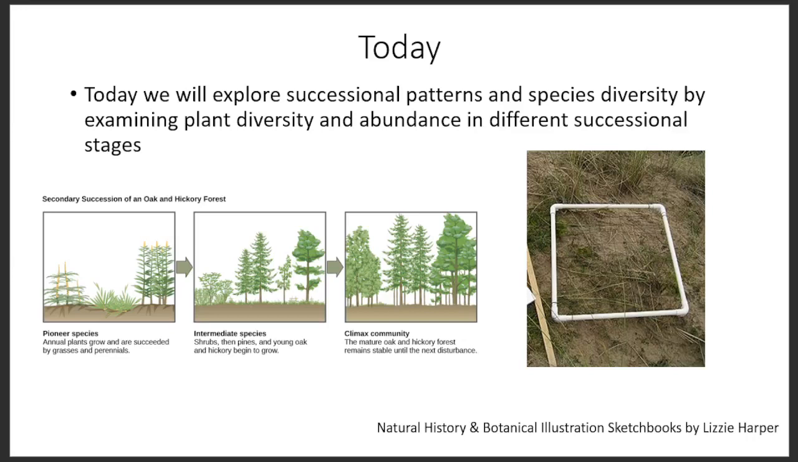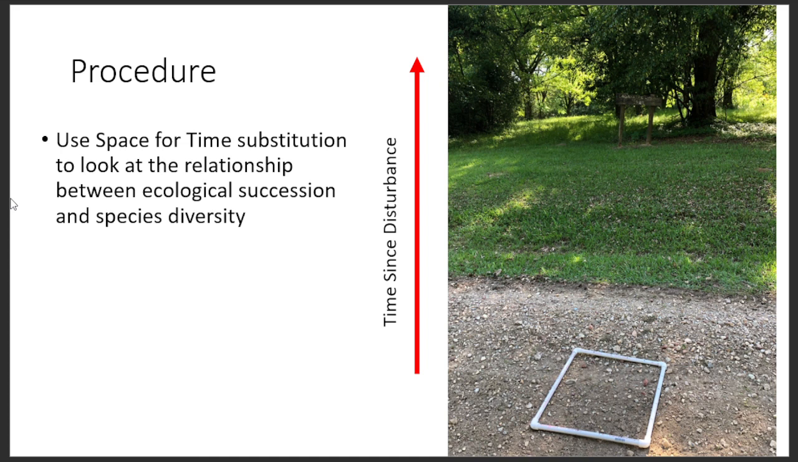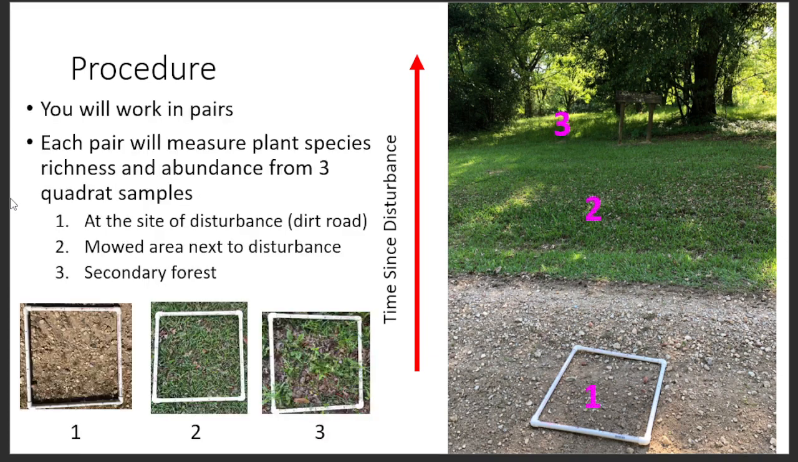For today's procedure, we will be exploring successional patterns in species diversity by examining plant diversity and abundance on different successional stages. We will meet, as always, at the Arboretum at 2 during your lab day. The procedure uses space-time substitution to look at the relationship between ecological succession and species diversity. For the procedure, you will work in pairs.